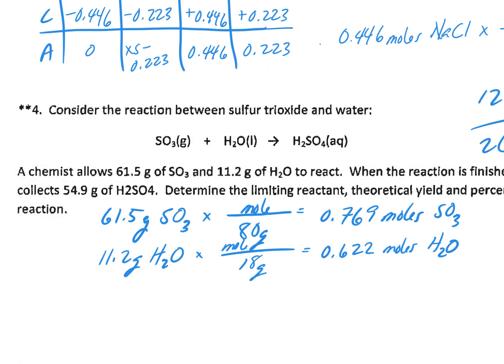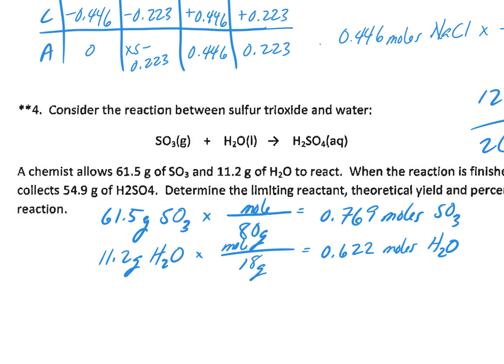Okay, first, of course, since we're given grams, we have to convert to moles. You know by now that we can only use a chemical equation if we're looking at the quantities of stuff in terms of moles, right? Because moles is a counted number of things. And in this case, we're counting a certain number of molecules. So we've got 0.769 moles of sulfur trioxide, and we've got 0.622 moles of water.